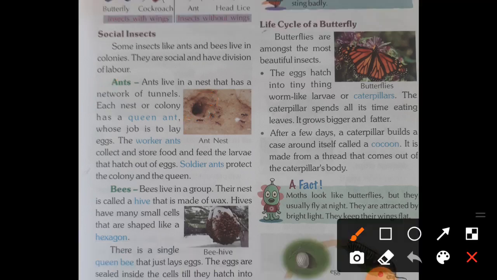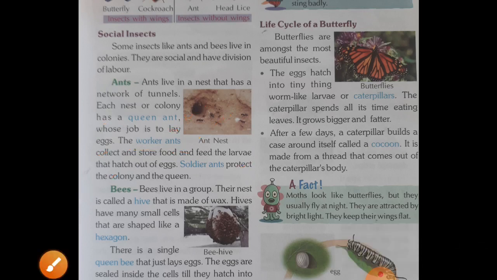Her job is to lay eggs. The worker ants collect and store food and feed the larvae that hatch out of the eggs. Worker ant, queen ant and soldier ants. These 3 types of ants are found in the ants' nest, the ants' colony. So the work of the queen ant is to lay the eggs. Worker ants collect the nectar and feed the larvae. Soldier ants protect the colony.